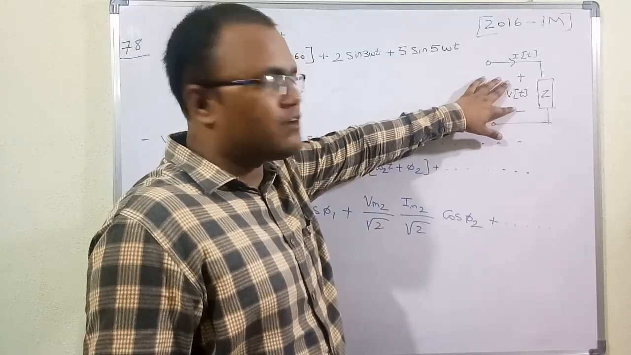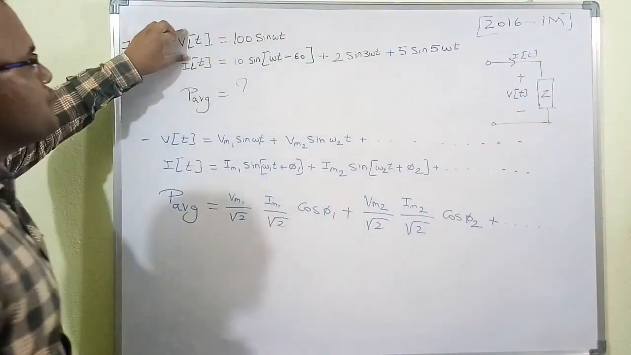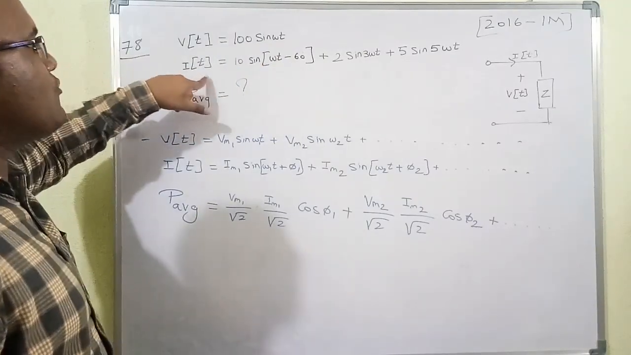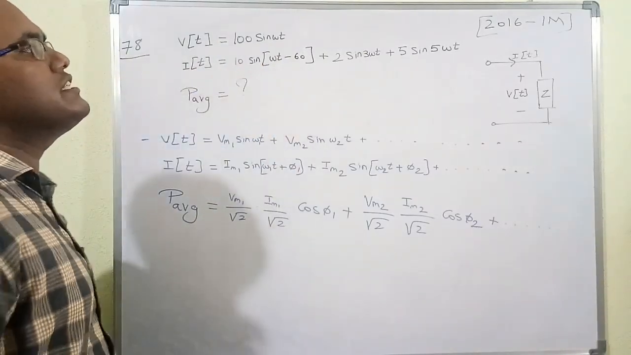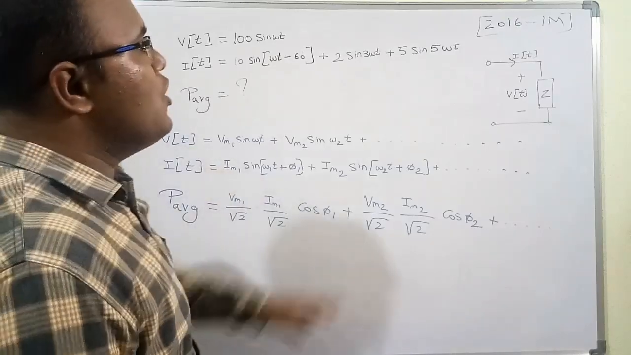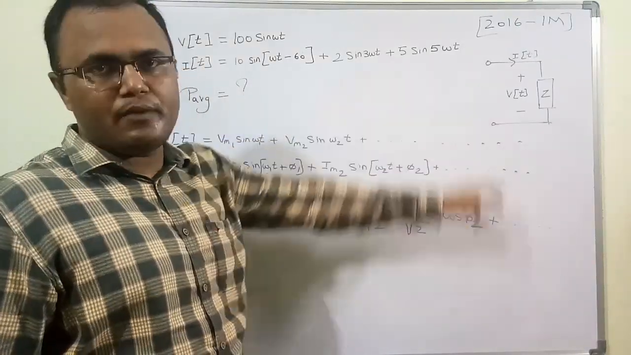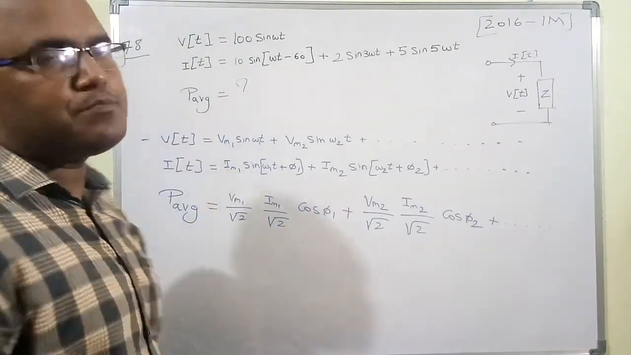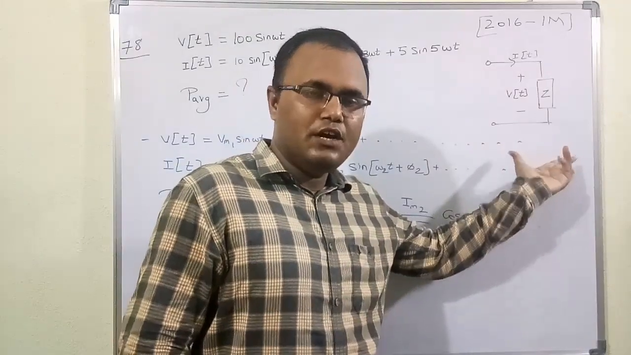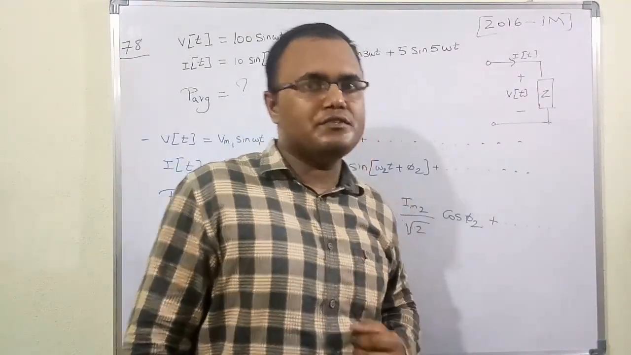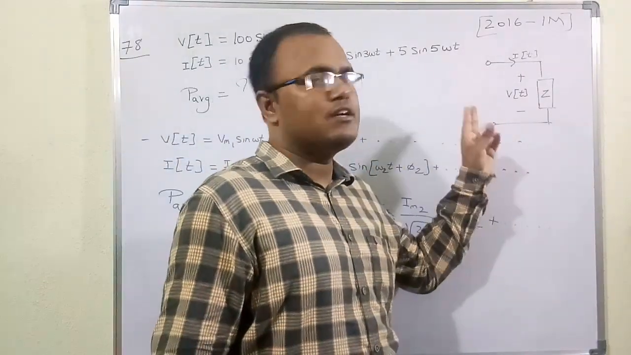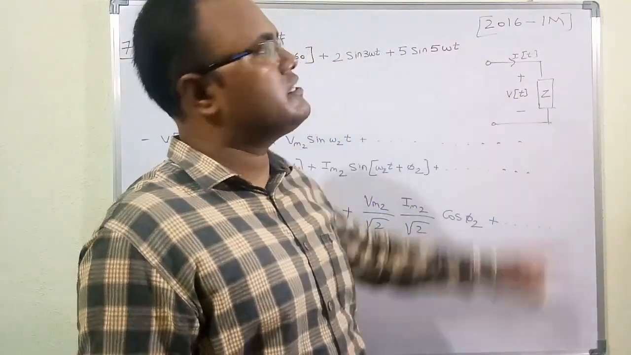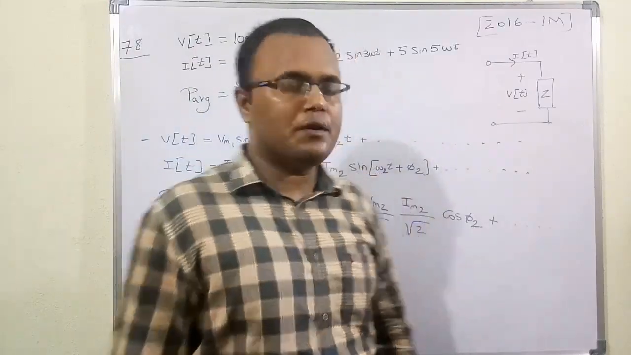They have given the expressions for V of t and I of t. The expression for V of t is equal to 100 sin omega t, and the expression for the current I of t is equal to 10 sin (omega t minus 60 degree) plus 2 sin 3 omega t plus 5 sin 5 omega t. The aim of this question is to find the average power consumed by this load for these voltage and current expressions. This question was given in the year 2016 for 1 mark.